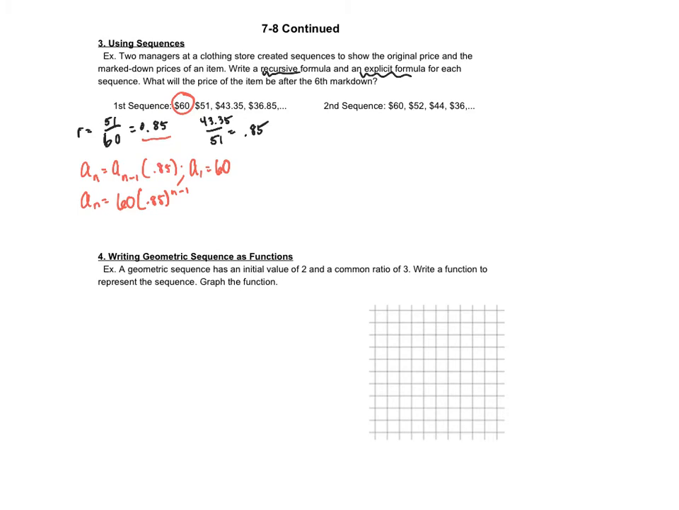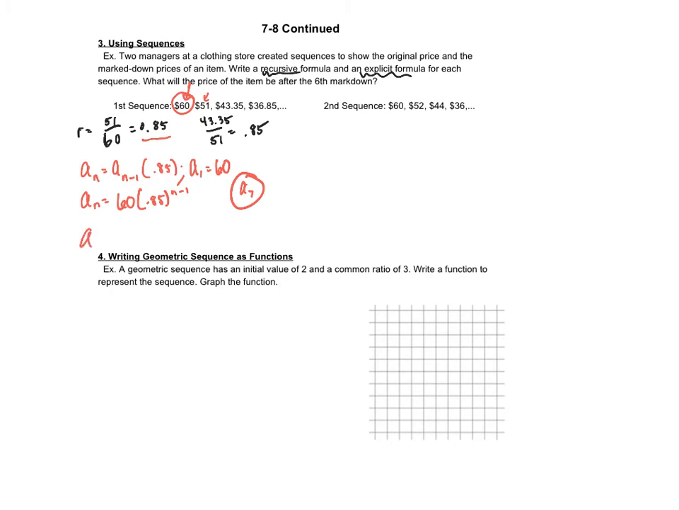So we're just going to plug in to find the 6th markdown. But we can't just say, hey, n is equal to 6, because that's actually not going to be the first markdown. This right here, $60 is my first term, and that's the starting value. That's A1. So I don't have a markdown there. My first markdown starts at term 2. So I need to do 6 terms plus term 1. So I'm actually looking for A7. I need to find A7 because that will indicate the 6th markdown.